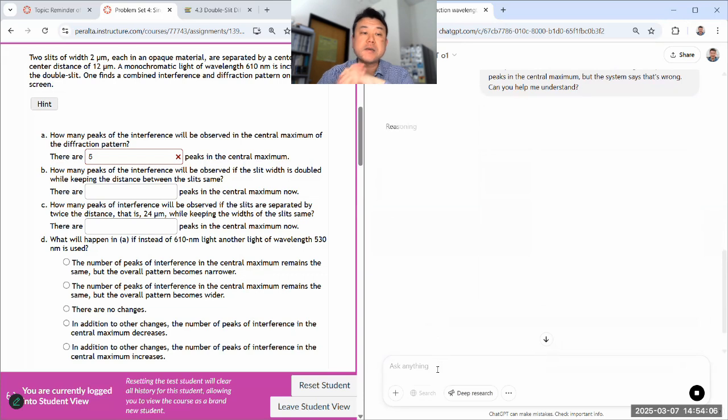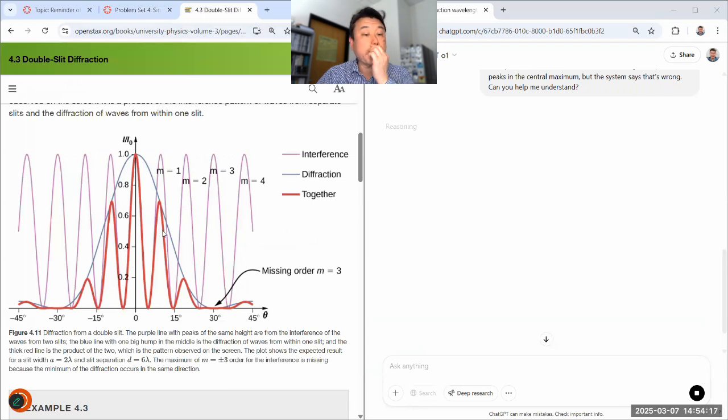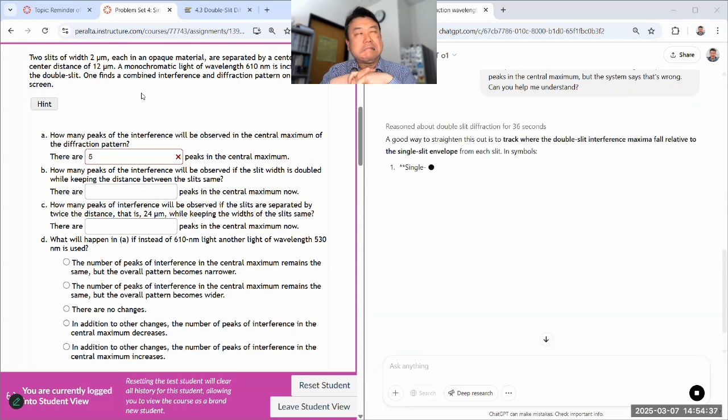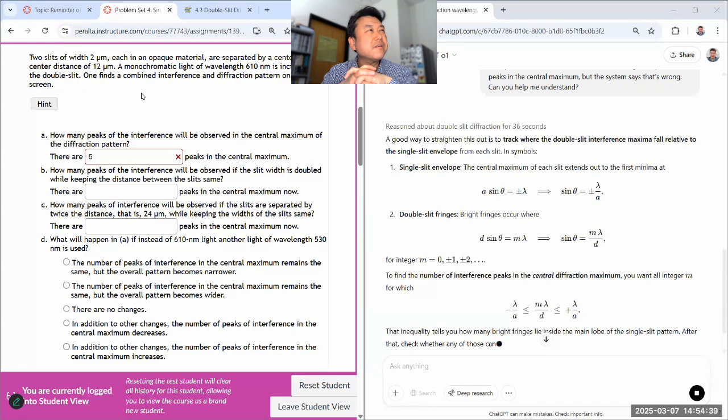It might give you advice, helping you think about the change in these parameters, the width of the slit and the distance. What's in the textbook should be the correct picture if this separation is, I think, 3 times the slit width, but here it's 6 times. So you need to work out the relationships again. So here I want to say, is that right? 11 peaks, maybe. Let's see if ChatGPT will walk you through that.